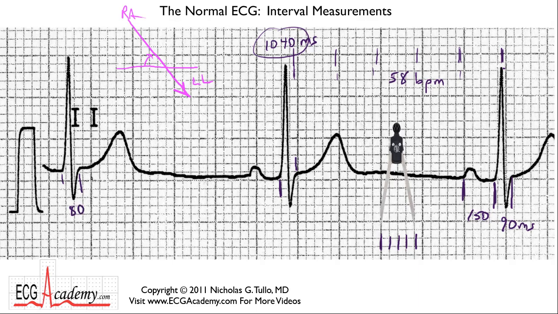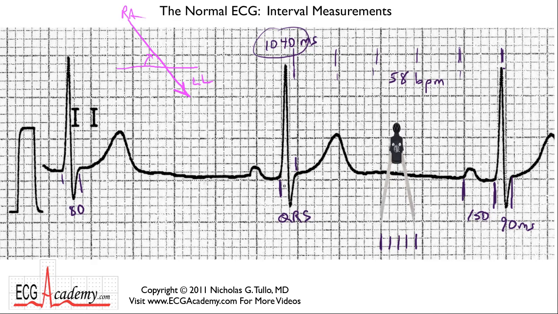I think the computer would probably read it somewhere between 80 and 90. All right, so that's the QRS duration. And that's important because when you have delay within the interventricular conduction system, you'll have something known as an interventricular conduction delay, and very specific types of those delays are called bundle branch blocks. We'll talk about that in the advanced course.